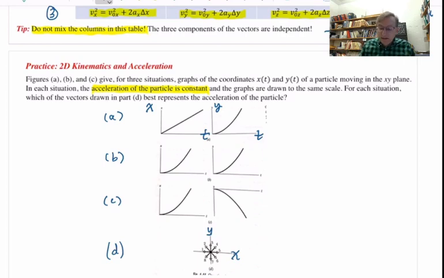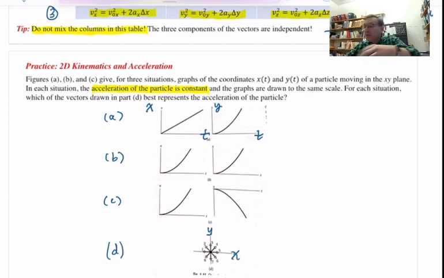So we are to take the situations. I'm going to do situation A with you, which is showing me how the x-coordinate of a particle depends on time, and the y-coordinate of that same particle, because it's moving around in 2 dimensions. So you've got to know how x depends on t and y depends on t. And these graphs are telling me that. Based on those graphs alone, I can tell you which way, roughly, the acceleration is going to point. How are we going to possibly figure that out?